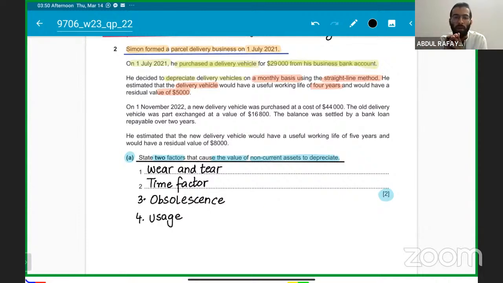So these are the reasons for non-current assets to depreciate. Got it? Understood? There can be economic factors as well. You have to write only two from all these five factors that I have mentioned. Hope this theory is clear. Out of these five, you only have to write two of them, which will give you full 2 marks.